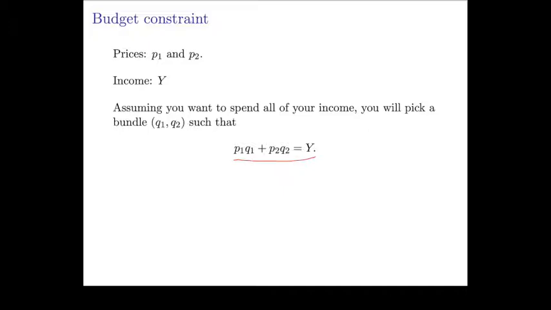So let's take a careful look at the left side of this equation. If you buy Q1 units of good 1, and the price of good 1 is P1 per unit, how much money are you spending on good 1? Well, you're spending P1 times Q1. If you buy Q2 units of good 2, and the price per unit of good 2 is P2, the total amount of money you're spending on good 2 is P2 times Q2. So the total amount you're spending on the two goods together is P1 Q1 plus P2 Q2. So your expenditure is the left-hand side of this equation. What this equation says is then that your expenditure exactly equals your income.